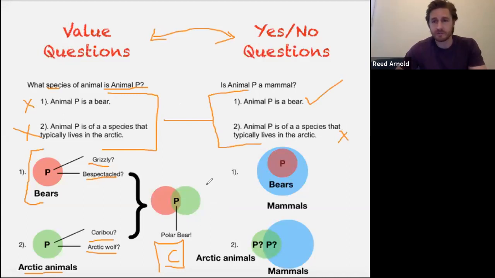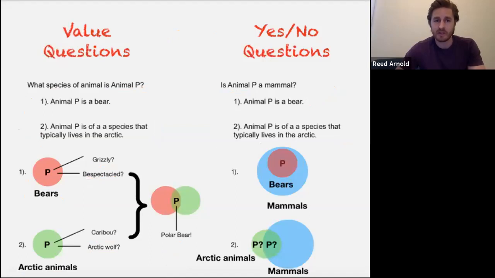Because it's a different question that's being asked, but I'm given the same categories. And I'm not thinking about non-bears when I'm told it's a bear. I'm not thinking about the Bahamas when I'm told it lives in the Arctic. Now, let's bring this together. What does this have to do with the GMAT? Reed, why have you spent 20 minutes talking about colored circles?